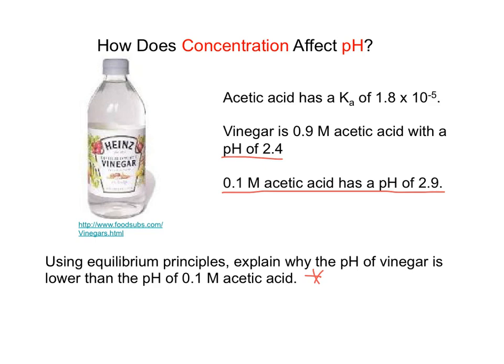So here's the answer. Apply Le Chatelier's principle. By adding more reactant, or increasing the concentration, that shifts the reaction toward the product side and makes more H+. Higher H+ means lower pH.